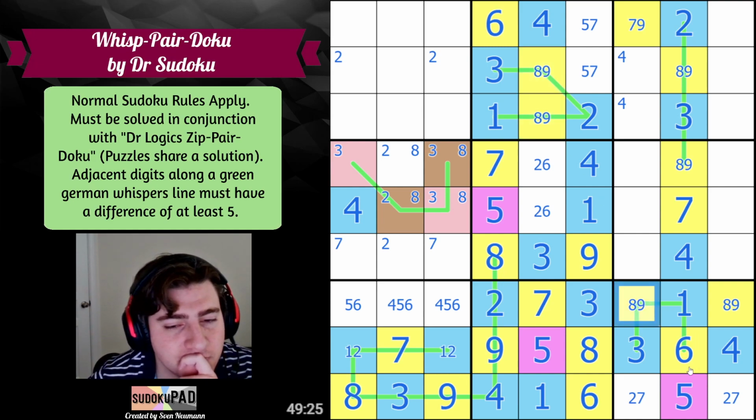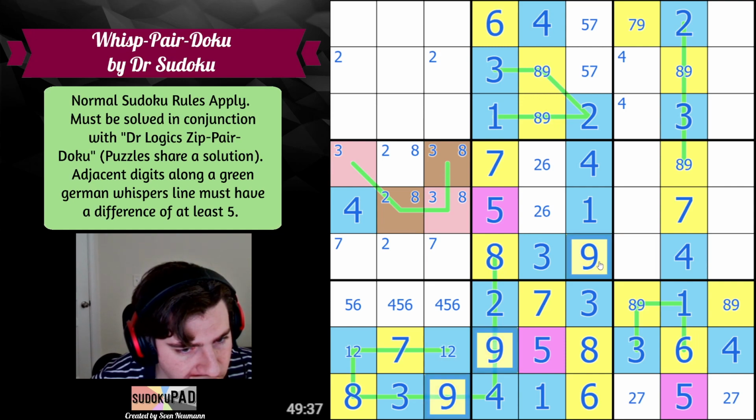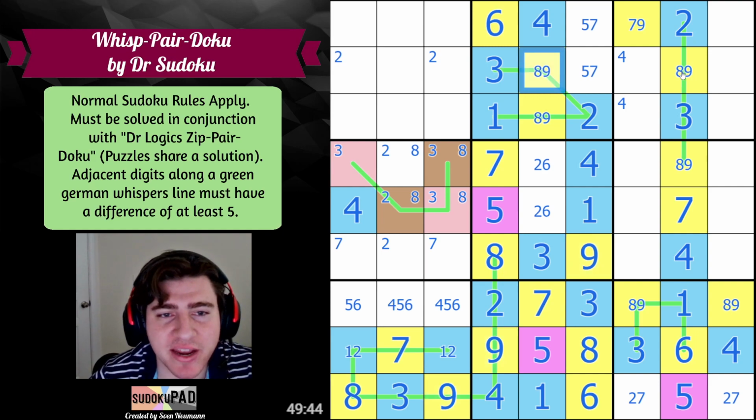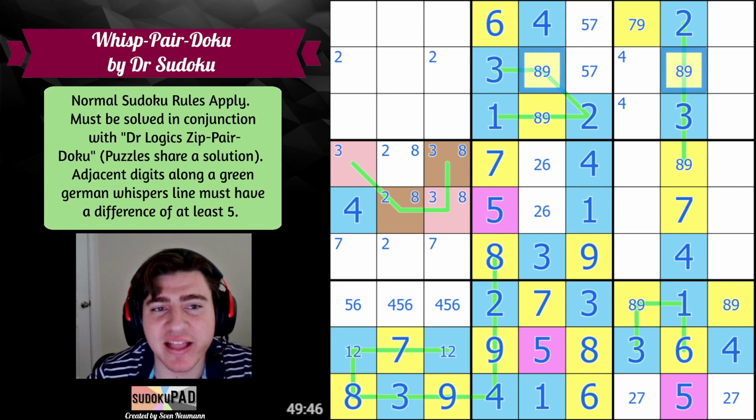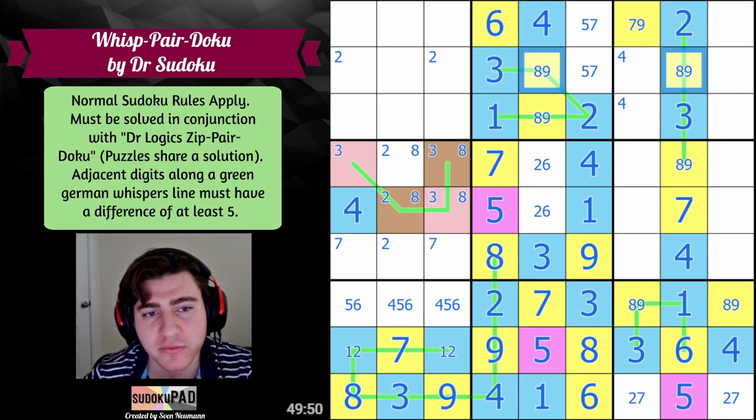This can't be eight. This is eight. This would have to be one, or this would have to be one. Either of those. Oh wait, we have an eight-nine pair here. So in row two, we have an eight-nine pair, correct? Yes, we have an eight-nine pair across row two, using columns five and eight.